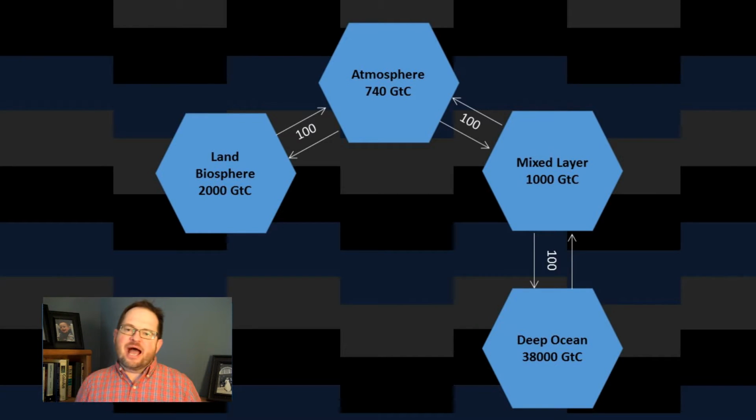Welcome back. What I've done here is summarize what we have seen so far of the natural carbon cycle, where I have drawn 4 reservoirs of carbon: the land biosphere, the atmosphere, the mixed layer, and the deep ocean. I have given the size of their inventory, or their reservoir of carbon, in each of those little hexagons. Then I've drawn arrows showing the transfers of carbon between those different reservoirs. We can see that there are transfers in each direction, and they're all right around 100 gigatons per year. You have a very similar diagram to this in your textbook.